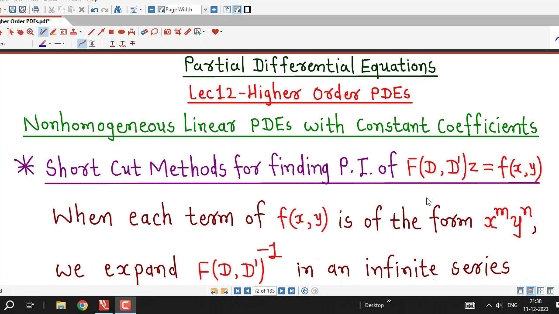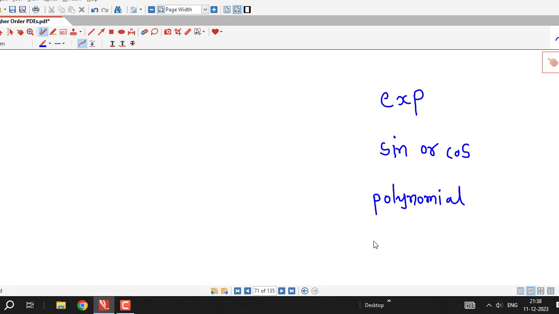So far we have seen shortcut methods when the right hand side is either an exponential function or a sine or cosine function. Today we are going to discuss the shortcut method when the right hand side function is a polynomial function in x and y, that is, if each term of the right hand side function is in powers of x and y. If f of x y has every term in this form, then we are going to apply today's method.